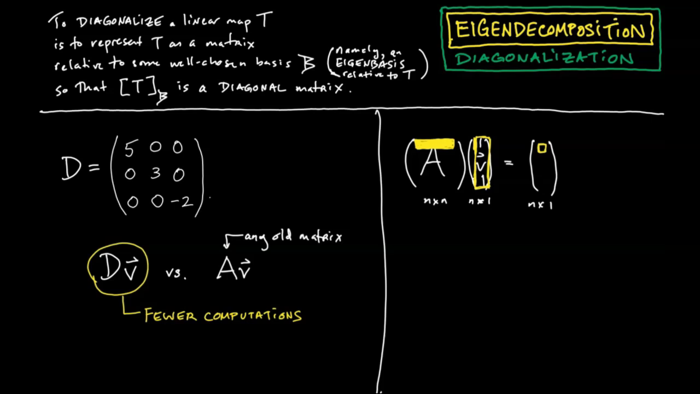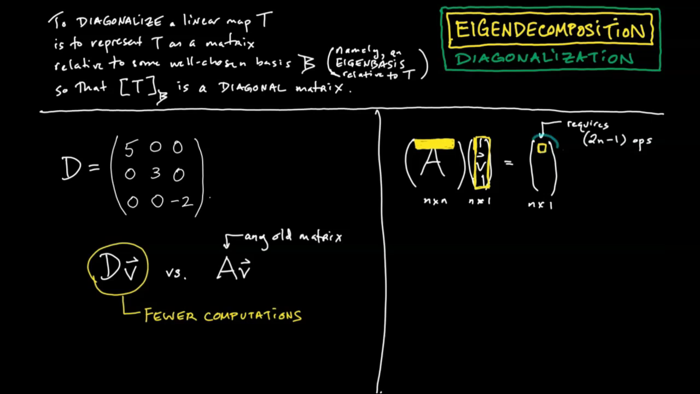After all, if you're adding 2 things together, that takes 1 addition. If you're adding 3 things together, that takes 2 additions. First you add the first 2, then you add the third to the sum you already found. So anyway, to get one component of our output requires n plus n minus 1 operations, n multiplications and n minus 1 additions. Put all that together and we have 2n minus 1 operations.